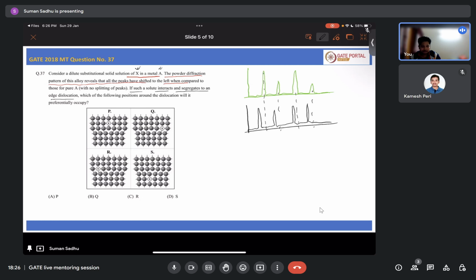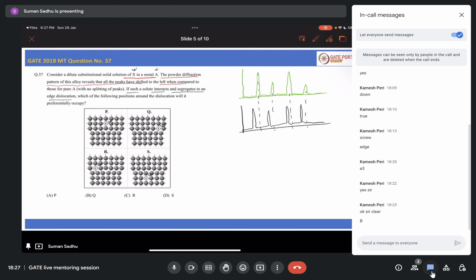So here it is basically the same type of question. You are adding X type of atom to your pure A matrix. Because of the addition of that X atom, it shifts the XRD peaks towards the left. Now if there is an edge dislocation nearby, which location of the edge dislocation will it preferentially occupy? Will it occupy this location, or this one, or this one? We have already covered this concept, so can you approach this question, how to solve it, what will be the correct answer, and why?